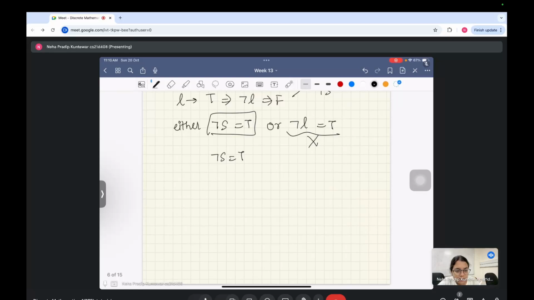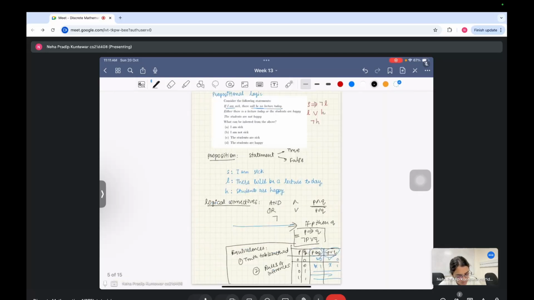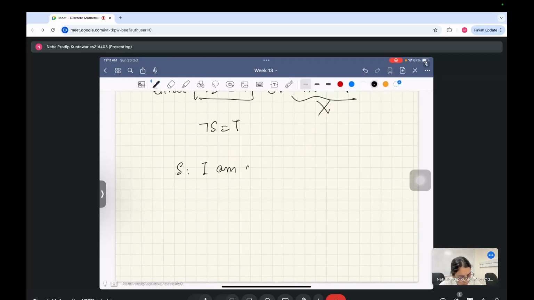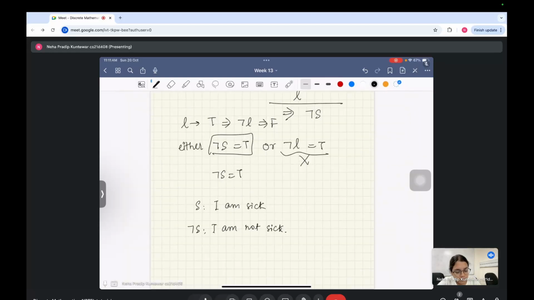And what does that mean? S is that I am sick. Sorry, I am sick. Yeah. Therefore negation S will be that I am not sick. And this is the valid conclusion that follows from the three statements that were given to us.